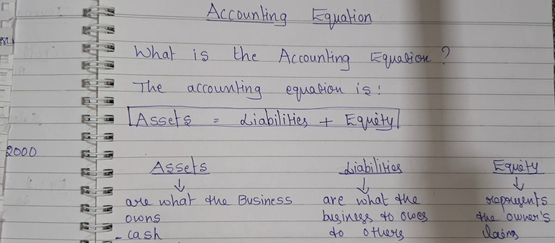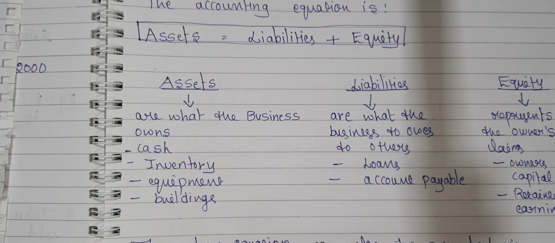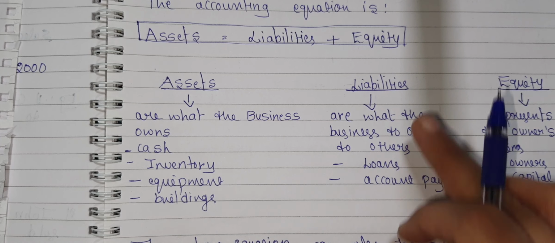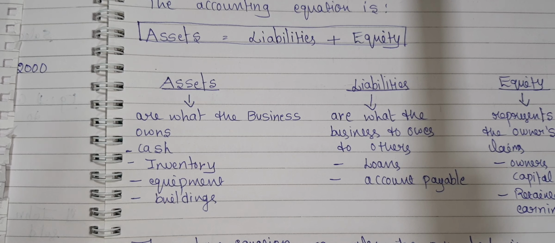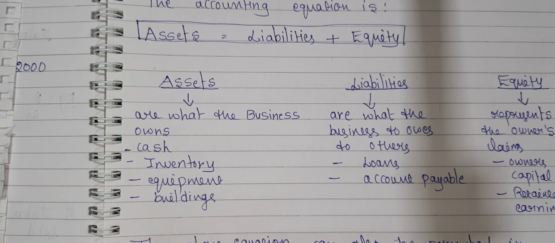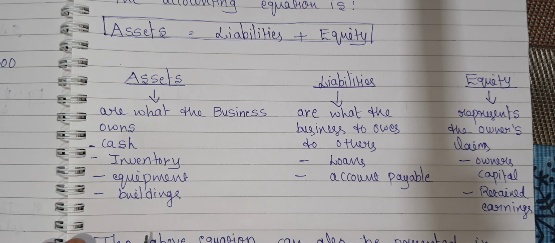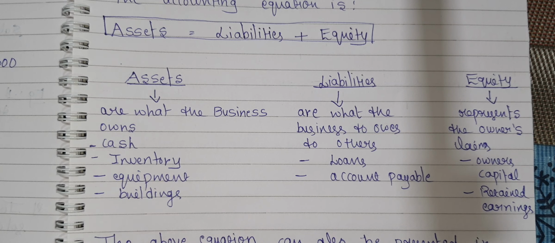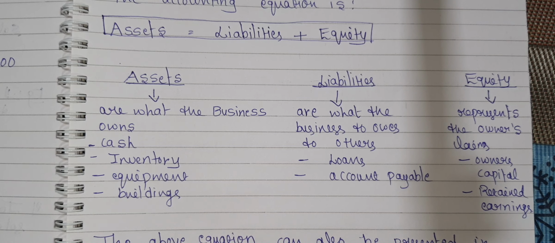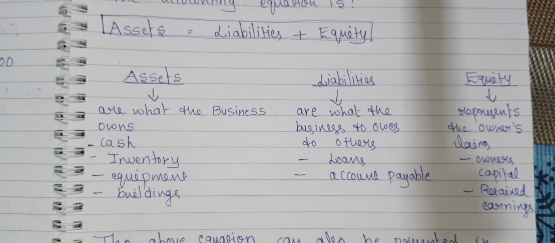Assets are what the business owns, like cash, stock, equipment, machinery or buildings. Liabilities are what the business owes to others, such as loans or accounts payable. And equity represents the owner's claim, meaning the owner's capital and retained earnings. So our accounting equation is assets equals liabilities plus equity.